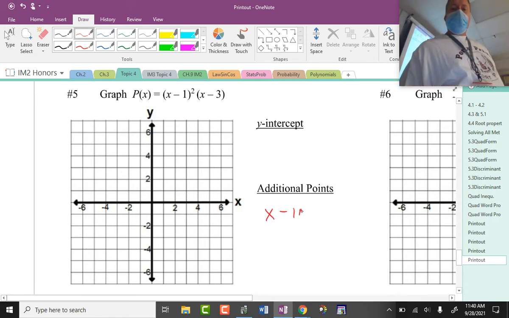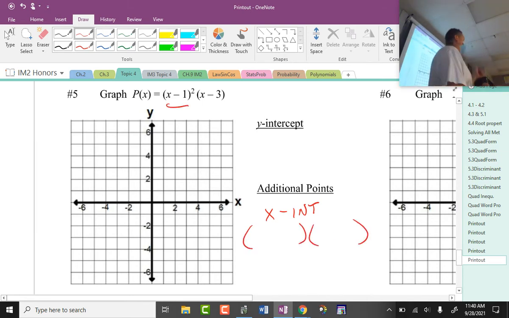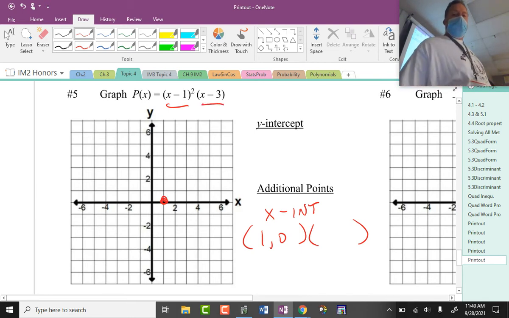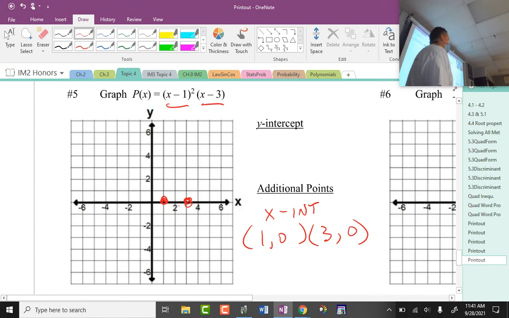So X-ints, and then what did we say they were? For that first set of parentheses, what's the X-intercept? 1, 0. And then I graph that. And then what's the other X-intercept? What do I get for x minus 3? 3, 0. Okay, they're kind of squeezed together there.